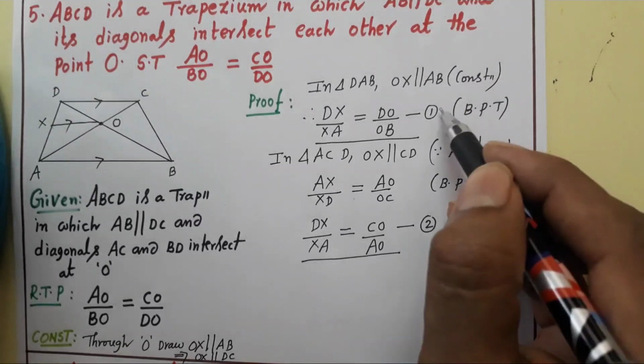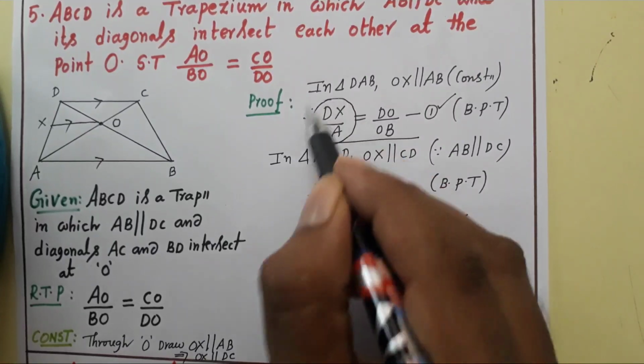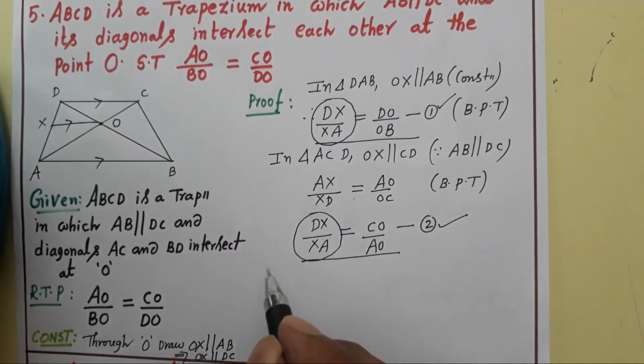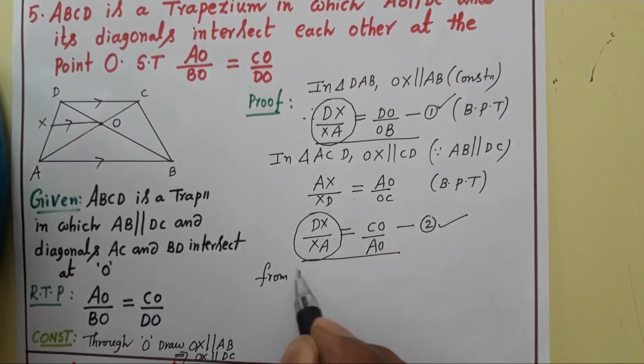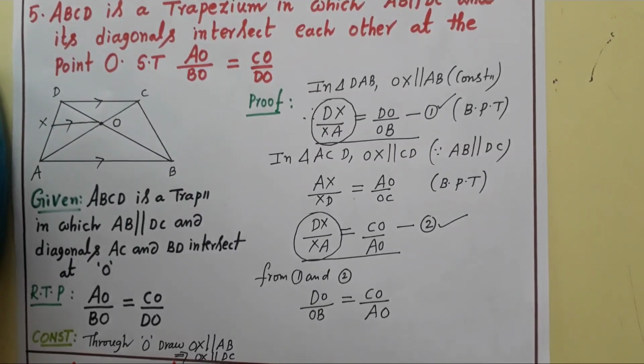Now you observe the first equation and second equation. Their left hand sides are equal, so automatically their right hand sides will be equal. So from 1 and 2 you can write DO by OB is equal to CO by AO. From this you can write AO by BO is equal to CO by DO.